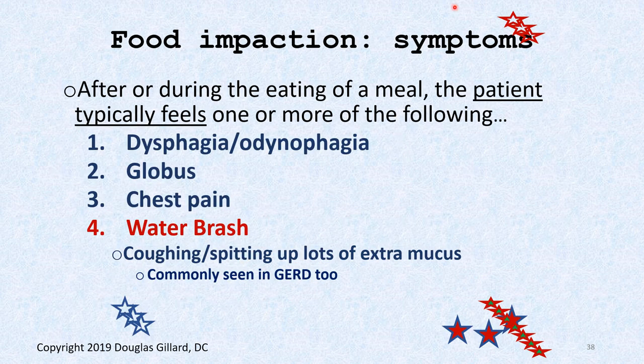The symptoms of food impaction are the same gang: dysphagia, or maybe flat-out pain when you swallow, odynophagia, globus, chest pain. Here's another one called water brash. If you have a little inflammation process starting where the stricture is, those cells spit out too much mucus, and you're always coughing up gobs of extra mucus. That's called water brash. You can get that with GERD just as well.